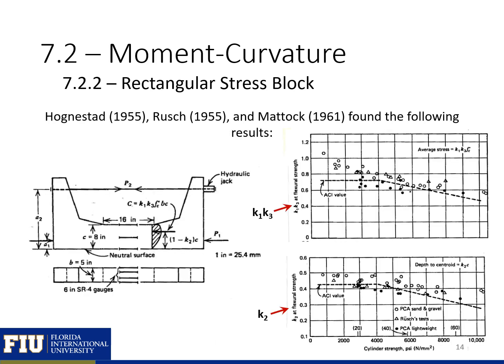Shown here are the different experimental results by Hognestad, Rusch, and Mattock for the different expressions. So for our K1 times K3, we can see how the experimental results line up next to the ACI value, shown as the dotted line. And for our K2, we can see how the K2 at the flexural strength lines up between the experimental results and the ACI value with the dotted line. We can see there's pretty good agreement between ACI and the experimental results.